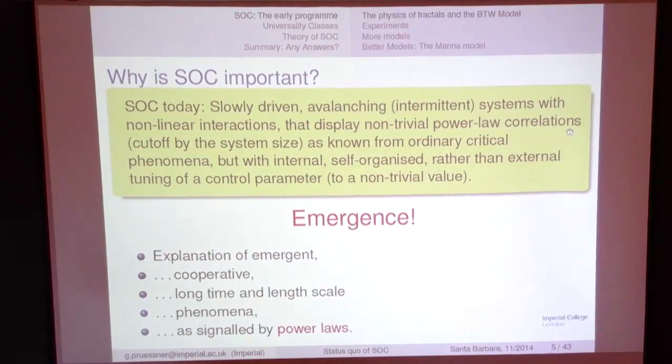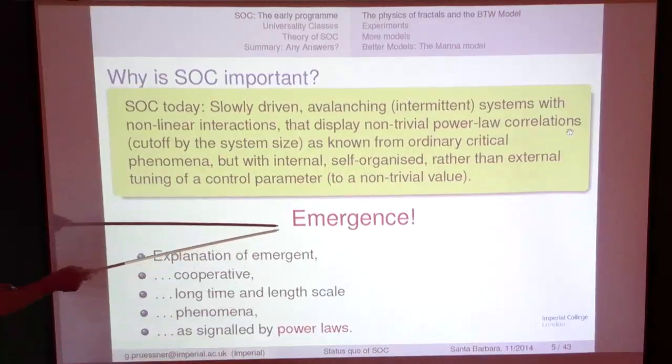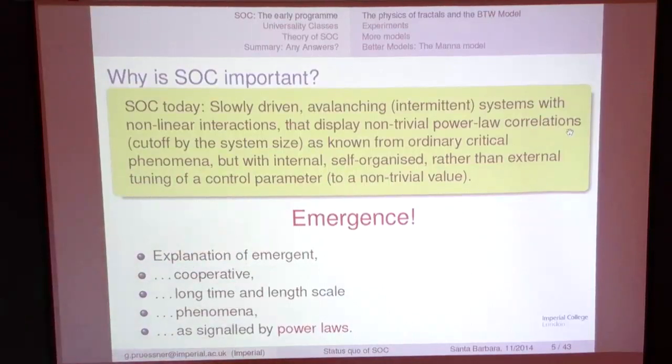And why is self-organized criticality important? Well, because it would be an explanation of emergence. Sometimes we see large-scale phenomena appearing spontaneously in nature, and maybe self-organized criticality offers an answer and a mechanism as to why they appear spontaneously. So cooperative phenomena, long in time and space, and signaled by power laws. Yeah? So these power laws are always detected in these avalanches.